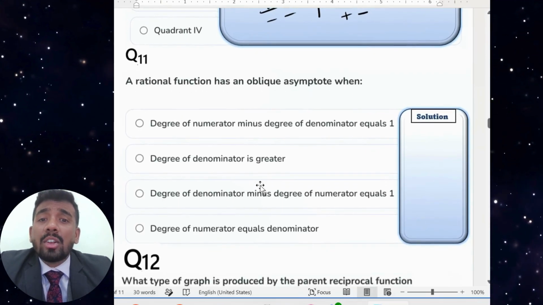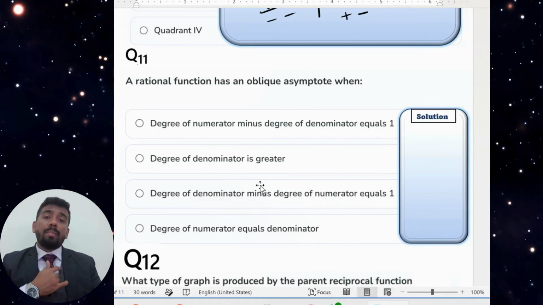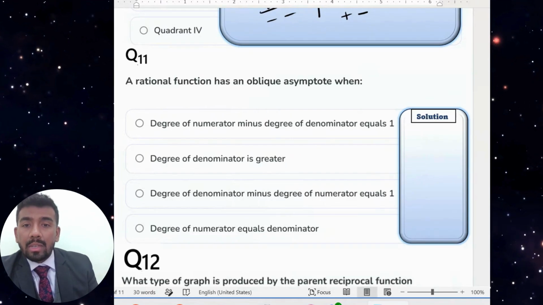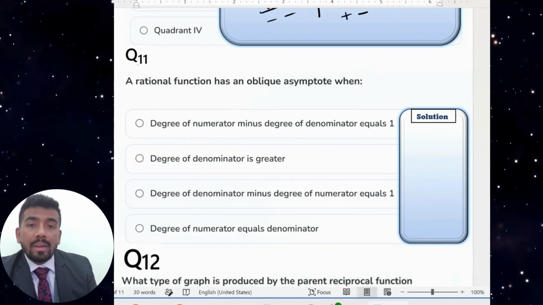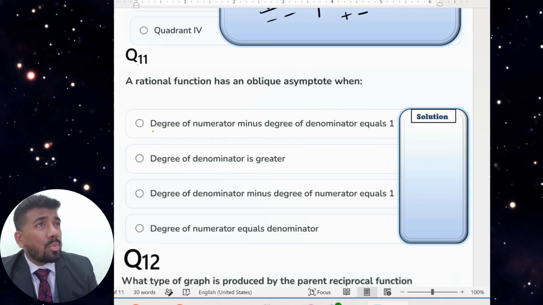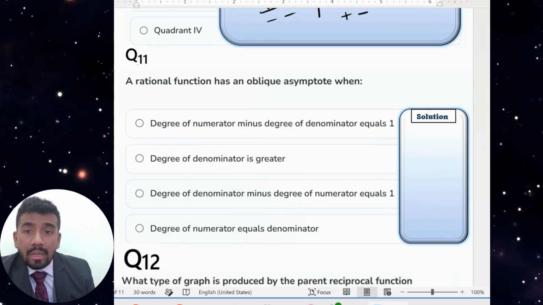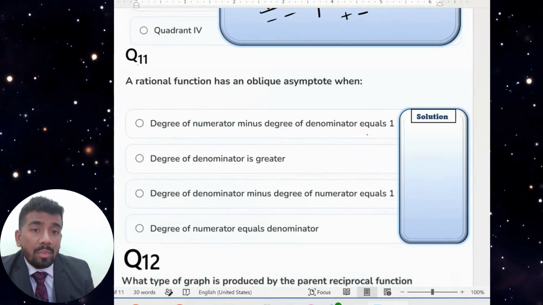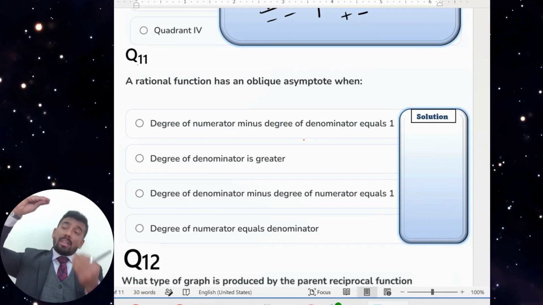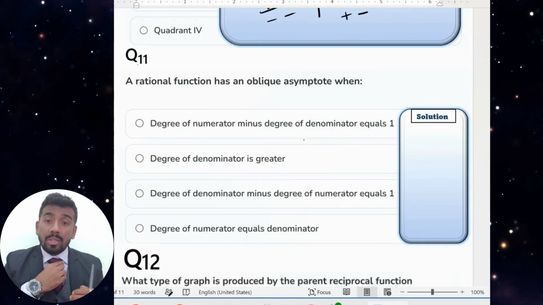A rational function has an oblique asymptote when what? Just now we did it up. When the numerator power is more than the denominator. The numerator power is more than the denominator, and also the numerator power has to be 1 degree more than the denominator. So, what's the option? Degree of numerator minus the degree of denominator equals 1. That might be correct because numerator minus denominator equals 1, meaning the numerator is bigger than the denominator by 1 degree. So, that's the option. That's correct.